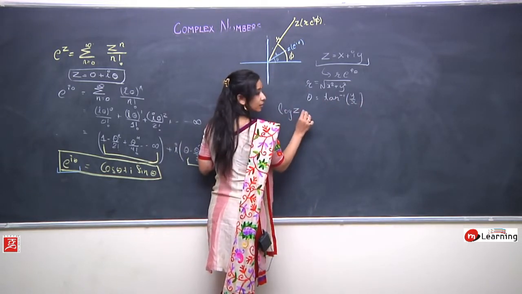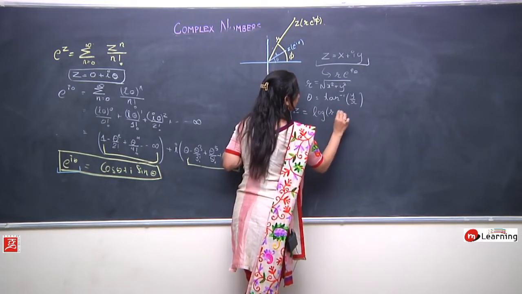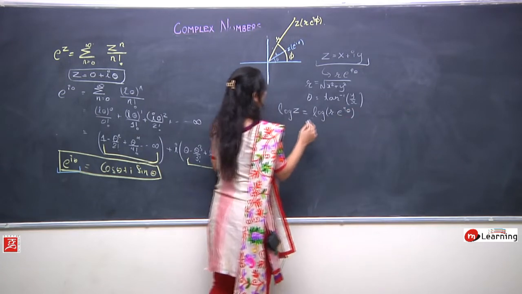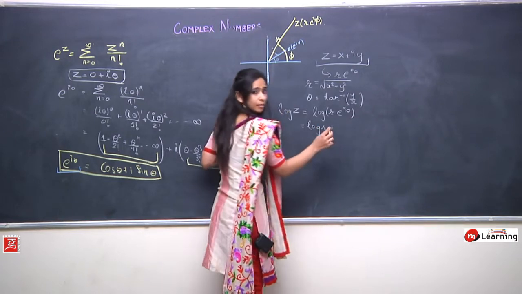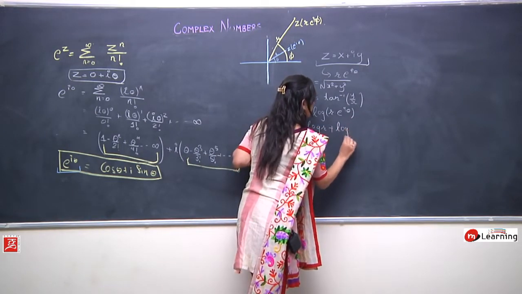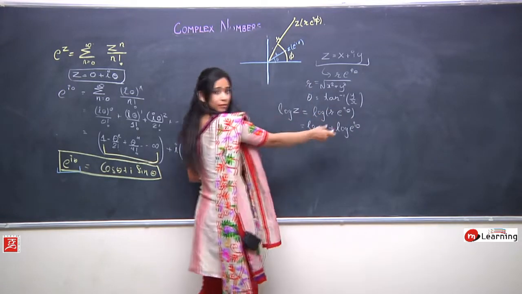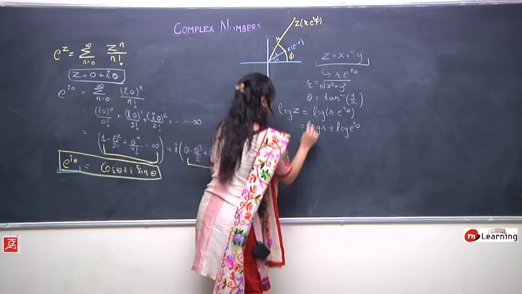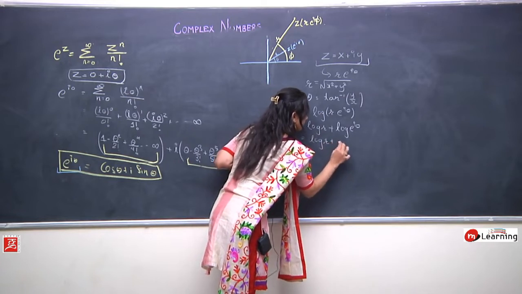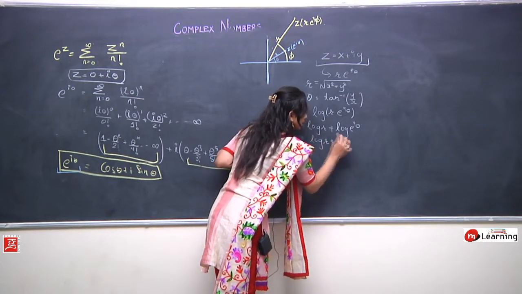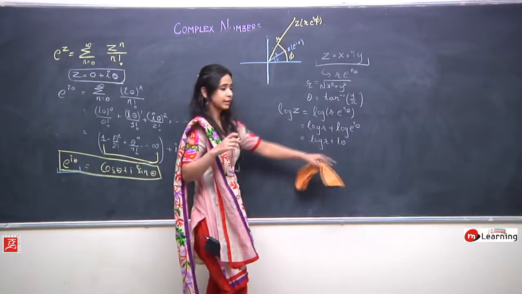So I say log of z would be equal to log of r into e to the power iota theta. I can always write this as log of r plus log of e to the power iota theta. Since log of ab is equal to log of a plus log of b, I can write this as log of r plus iota theta. Since we are taking log to the base e, log of e to the power iota theta will turn out to be iota theta.